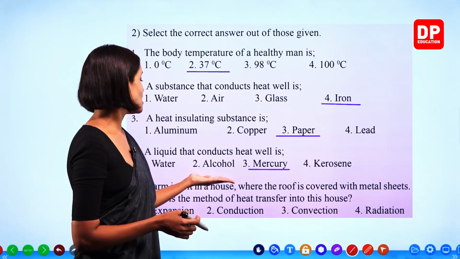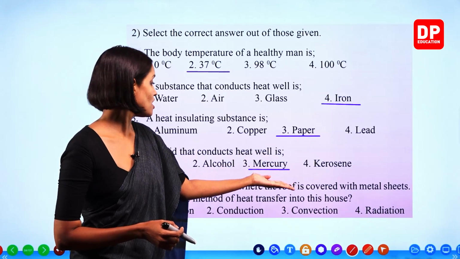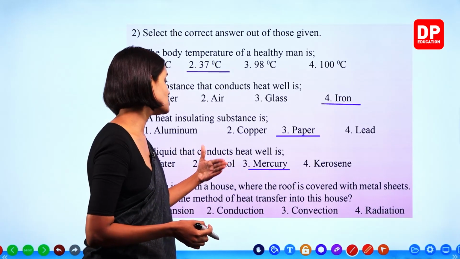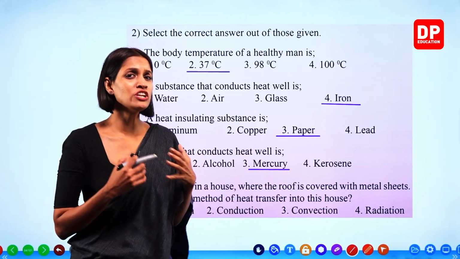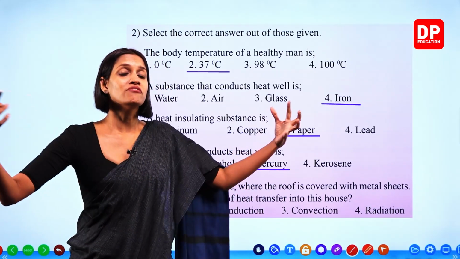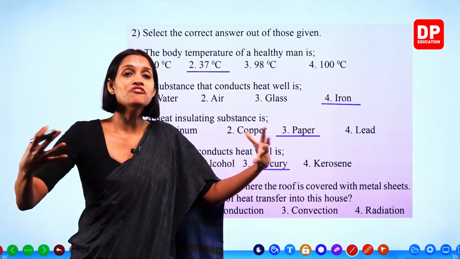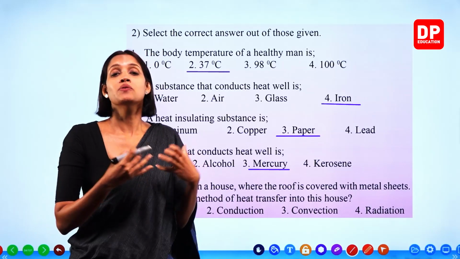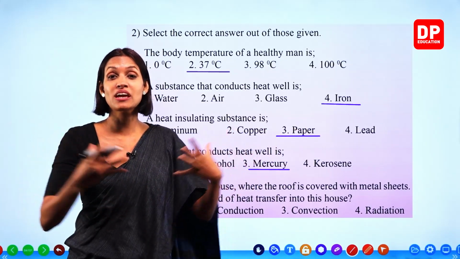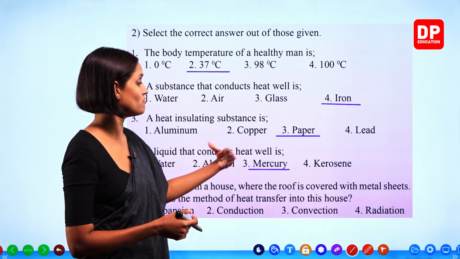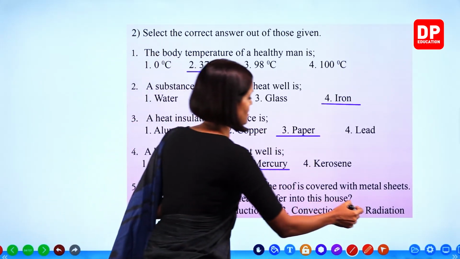Warmth is felt in a house where the roof is covered with metal sheets. What is the method of heat transfer into this house? When the outside of the house gets heated up, we feel the warmth inside. What is the reason, children? Because of radiation. Okay? Expansion, conduction, convection, radiation is the answer.